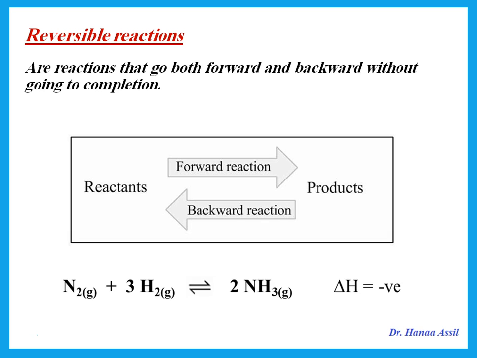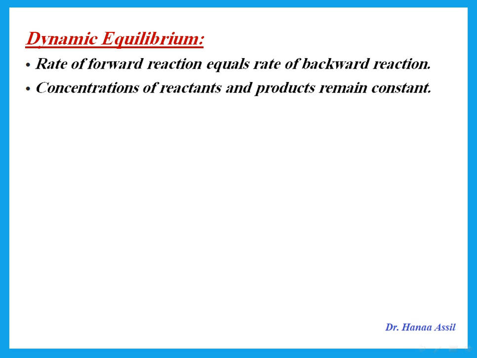reversible reaction. For example, the Haber process, nitrogen plus hydrogen to give ammonia, is a reversible reaction in which nitrogen and hydrogen will react to form ammonia, but then some of the ammonia will break down and form nitrogen and hydrogen again, and this goes forward and backward until we reach what? Until we reach dynamic equilibrium.